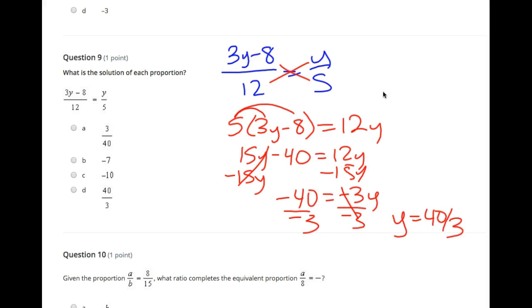I would probably prefer that you leave your answer as a fraction. If you write it as a mixed number, that's 13 and 1/3, or if you write it as a decimal, it's 13.3 repeating. I will say the best possible way to write your answer is this 40 over 3. All right, that was the first 9 questions.